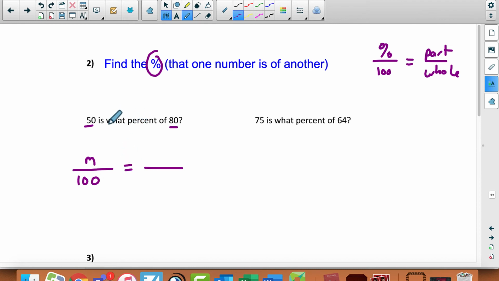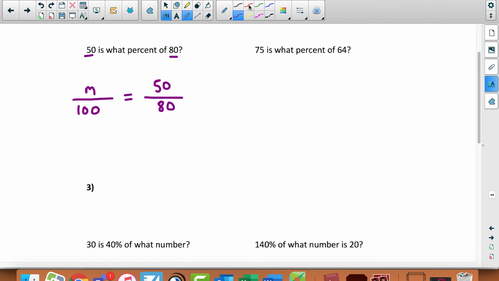So let's see. We're finding 50 is what percent of 80. Remember, "of" is often the whole and "is" is often the part. So yeah, we're getting 50 out of 80 basically. Think of it like a test. You got 50 out of 80 and we want to know what percent you got in the test. So this is set up properly. We can now solve this question. What are you multiplying this time when you cross multiply? This way.